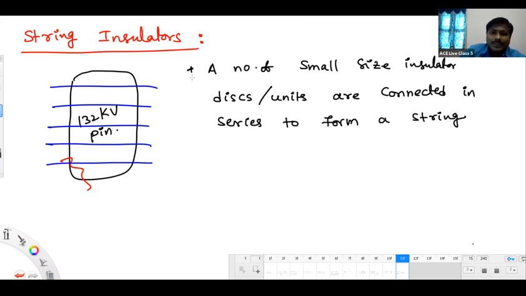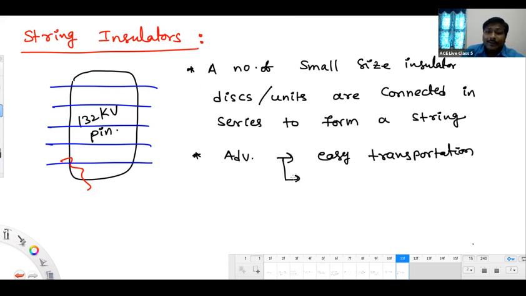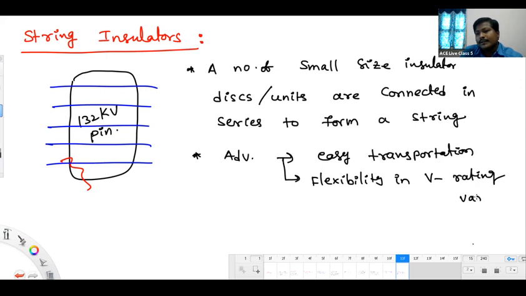Now, what's the purpose of this string? What advantages are we getting? Easy transportation is one advantage. Next one, flexibility in the voltage rating modification. If you want to go for higher and higher voltage ratings, you add some more discs. If you want a low voltage rating, reduce some discs. Flexibility in the voltage rating variation.